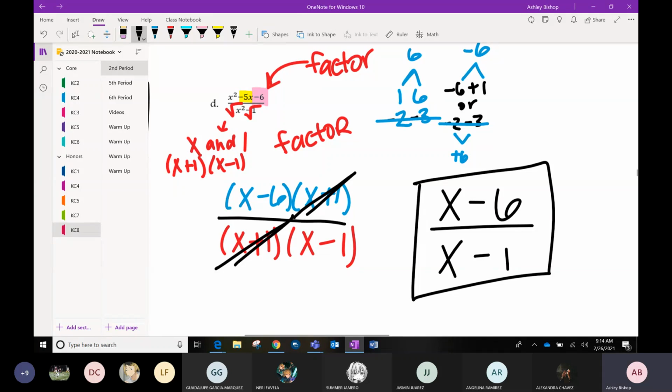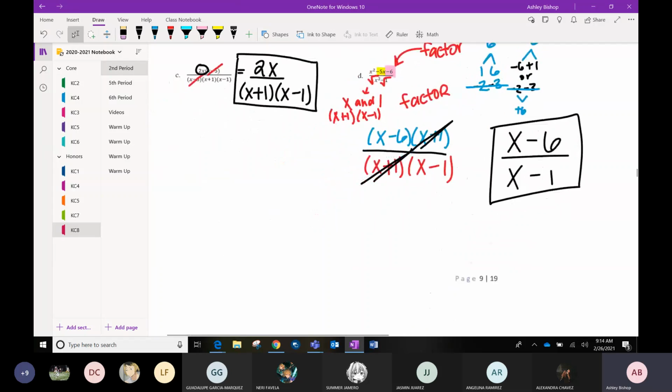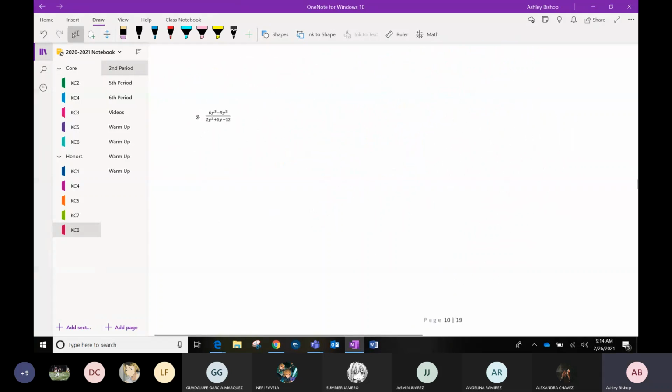Any questions so far? All righty. I have a couple more examples on the next page. Let's see some examples on the next page. Page 10. I'm going to do 2 more.